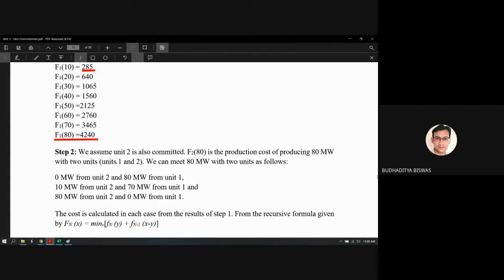Now step 2, we assume unit 2 is also committed. Now we switch on unit 2 also. So F2(80) is the production cost of producing 80 megawatt with 2 units, unit 1 and 2. Because all these things are in the priority order, that means when unit 2 is committed, unit 1 should also be on. So that's why F2(80) is not the production cost of the 80 megawatt by unit 2 alone. Rather, F2(80) is the production cost of generating 80 megawatt by unit 1 and 2.